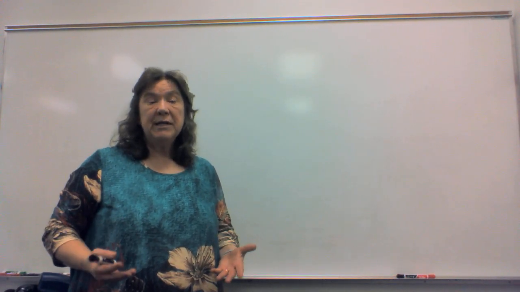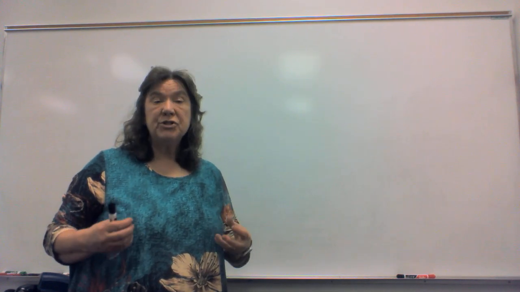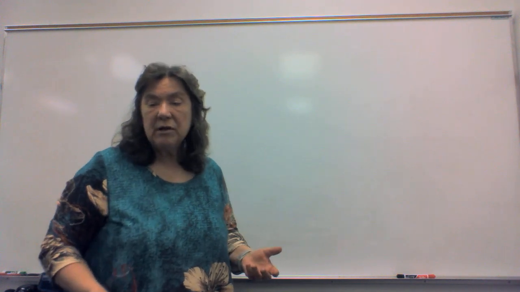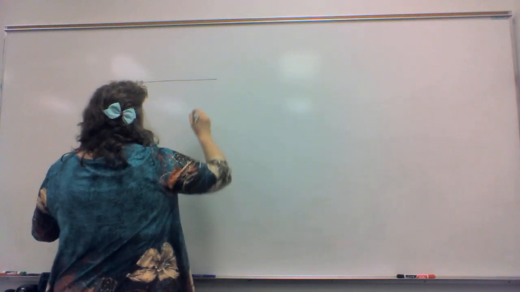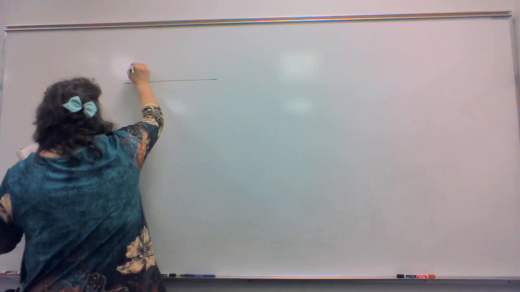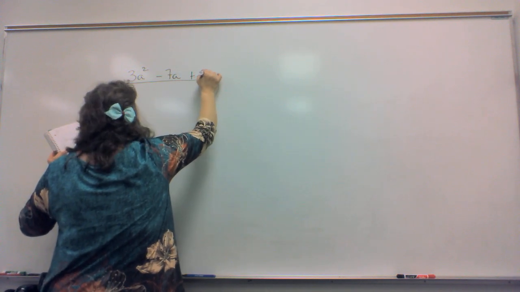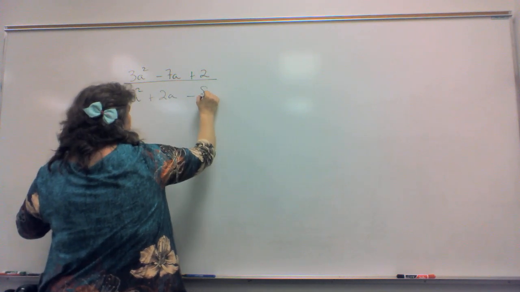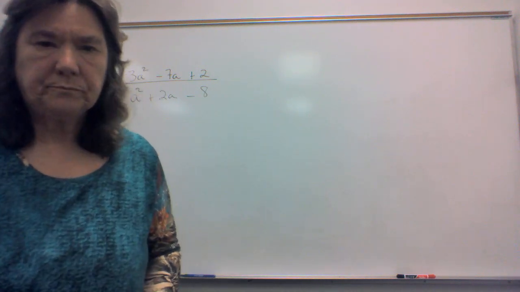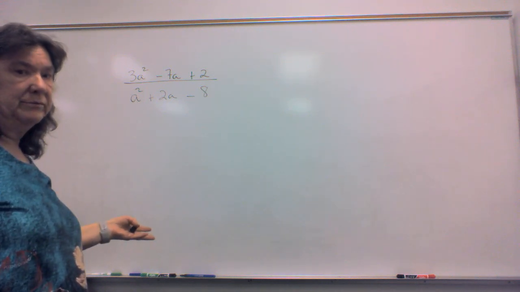Okay, we are going to be looking in this lesson at various kinds of polynomial rational expressions. So what is a polynomial rational expression? In the simplest form, it's a polynomial divided by another polynomial. So this would be something like this: 3a squared minus 7a plus 2 divided by a squared plus 2a minus 8. That would be an example of a rational polynomial expression, okay?